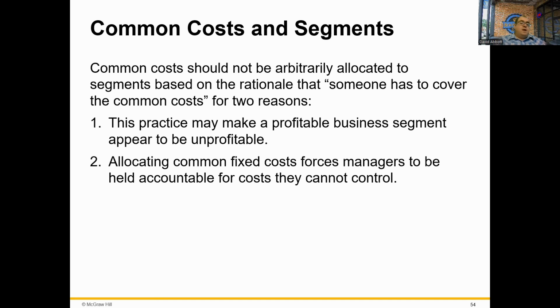And then arbitrarily dividing common costs among segments. Common costs should not be arbitrarily allocated to segments based on the rationale that someone has to cover the common costs, for two reasons. The first reason is that this practice may make a profitable business segment appear to be unprofitable. If the segment is eliminated, the revenue lost may exceed the real traceable costs that are avoided. Second, allocating common fixed costs forces managers to be held accountable for costs that they cannot control. So now we'll look at some fixed costs, and then we'll look at the appendix.